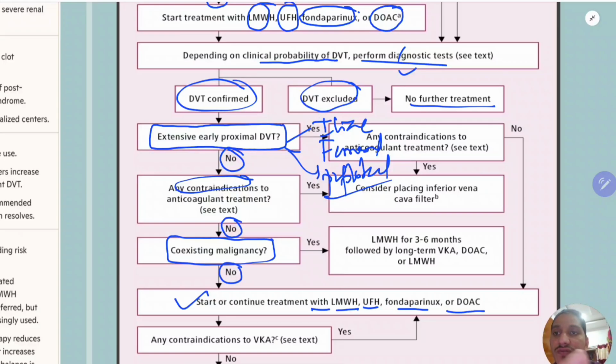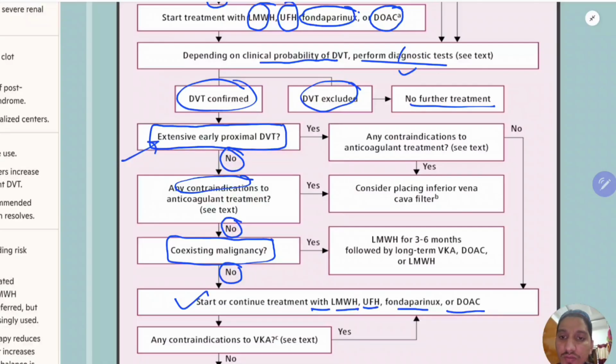Okay, that means if there is no history of extensive early deep venous thrombosis and there are no contraindications to anticoagulation therapy, and the patient is not a cancer patient, then you will start or continue the treatment with low molecular weight heparin, unfractionated heparin, fondaparinux, or directly acting oral anticoagulants. Okay. Now DVT is confirmed.